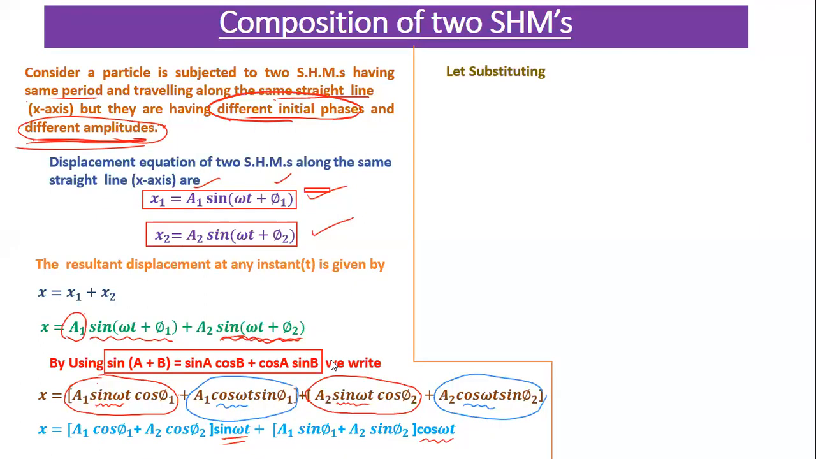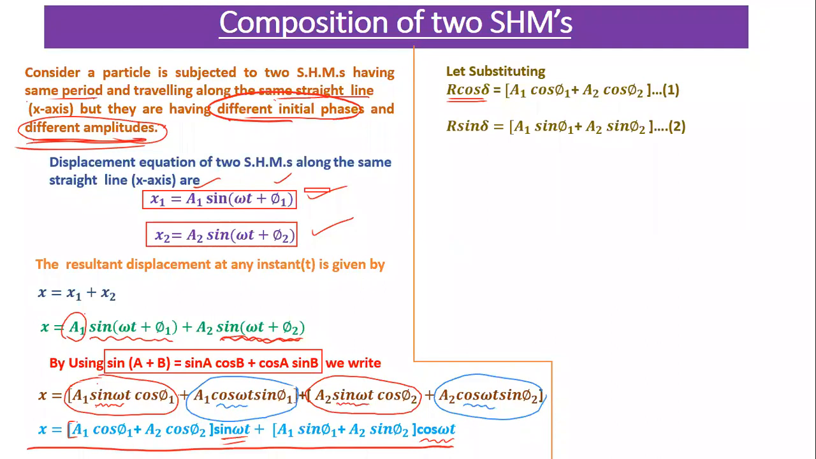Then after that, we get a lengthy equation. So very lengthy equation. Let me do some substitution to reduce the equation. Instead of this bracket, a1 cos phi 1 plus a2 cos phi 2, we substitute r cos delta. Similarly, you can see the second bracket, instead of this second bracket, we substitute r sin delta.